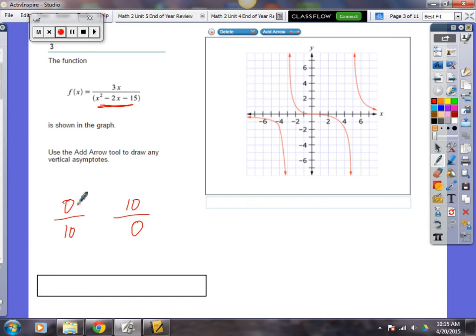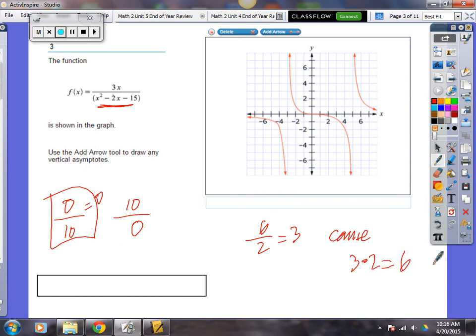The rule is, this guy's okay. 0 divided by 10, that's legit. That's mathematically all right, that's equal to 0. Think of division like this: 6 divided by 2 equals 3, because 3 times 2 equals 6. If you go backwards, if you take the answer and multiply it by the denominator, it should give you the numerator. So 0 divided by 10 equals 0, because 0 times 10, the answer times the denominator, equals the numerator. So if 0 is on top, that's okay.